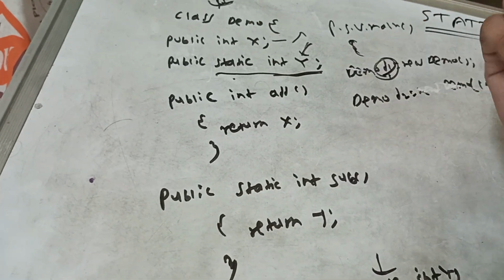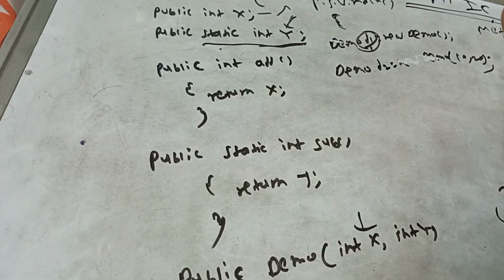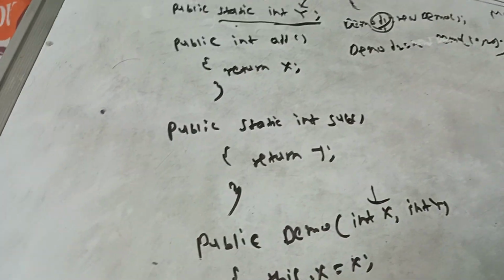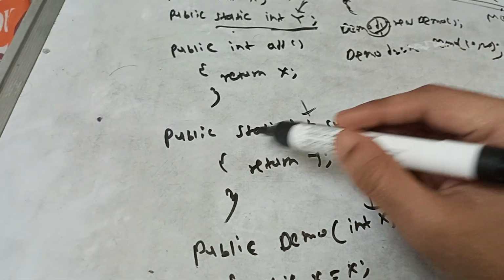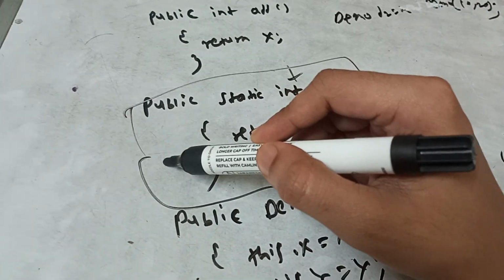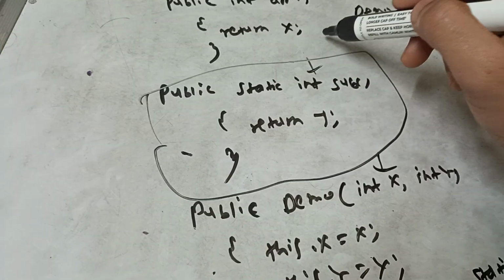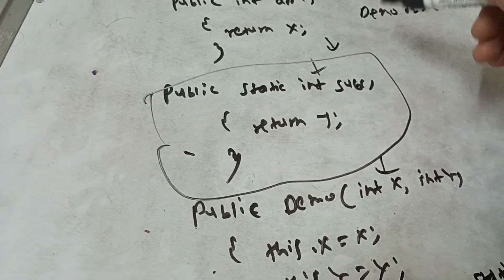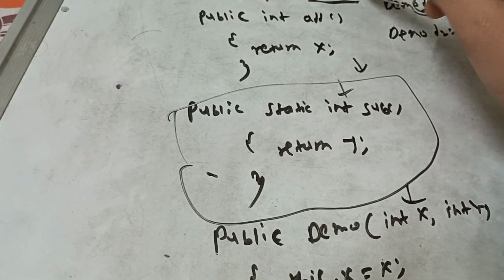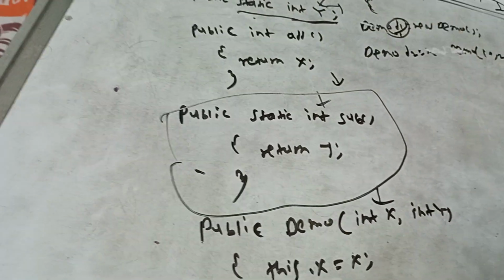And if we want to perform some calculations or some computation, at that time we can use a static method. So a static method is there if you want to perform any computations. The static method can access only static members of a class. A static method cannot access a non-static member of a class.